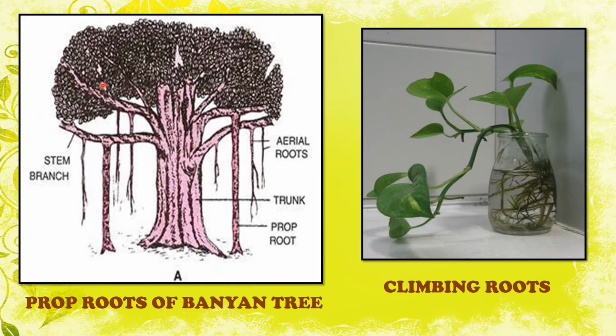Next modification present in the root is prop root, aerial roots and climbing roots. Now in banyan tree, some roots grow from the branches of the tree and it gives support to the tree. Such roots are called prop roots. Aerial roots grow from the branches of the tree but they hang in the air. Now climbers like money plant have climbing roots which help the plant to climb and hold on to support.